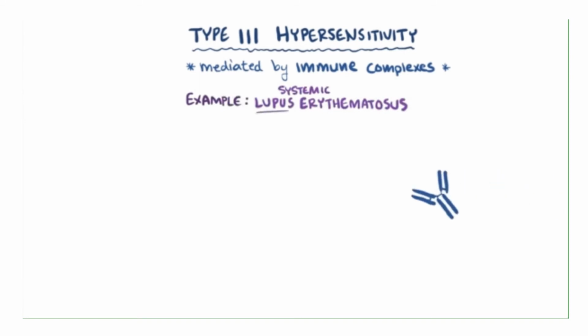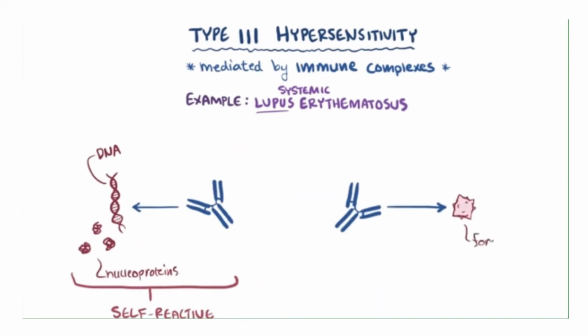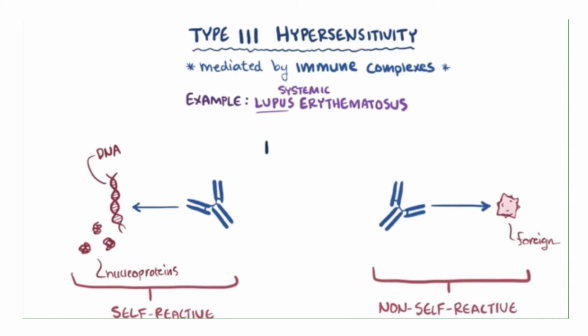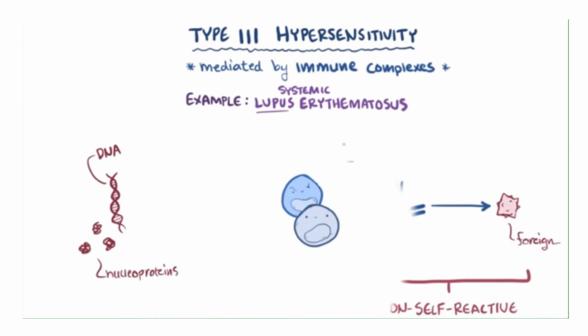In lupus, the IgG antibodies are typically specific for DNA and nucleoproteins, both of which are part of our own cells, making them self-reactive. Normally, your body should only react to things that are foreign, or not self. And this is maintained by a process known as tolerance, where only non-self-reactive B and T cells are allowed to mature, whereas self-reactive B and T cells aren't. This process, though, isn't perfect, and sometimes some self-reactive cells can escape.